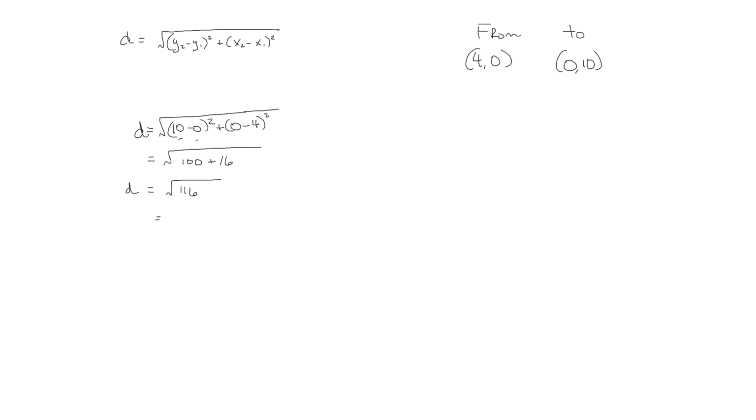Let's try to do 2 times something. 2 times 58. 58, I can break down again, 2 times 29. So the 2 will come out. I have 2 root 29 will be my distance.